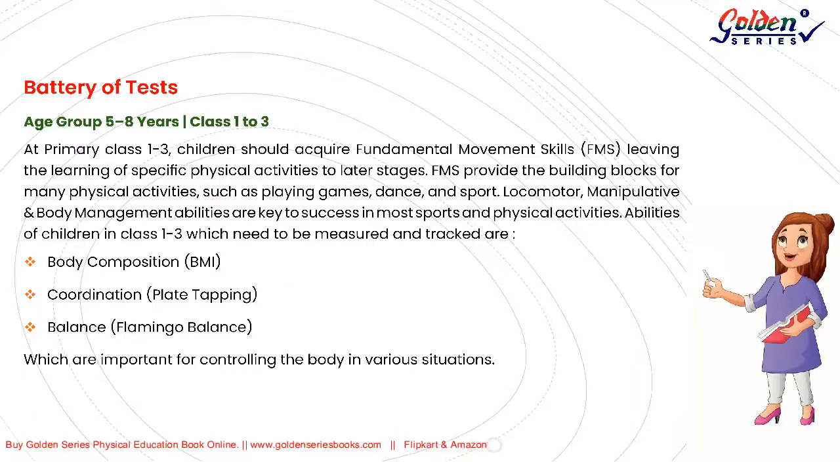Abilities of children in class 1 to 3 which need to be measured and tracked are body composition, BMI, coordination, plate tapping, and balance, flamingo balance, which are important for controlling the body in various situations.